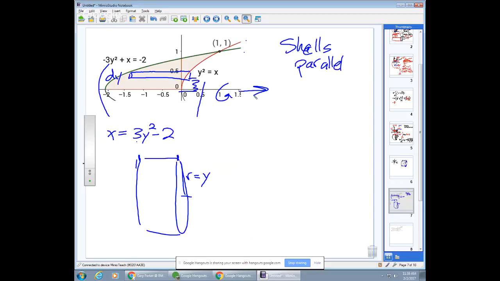Yeah, so as far as x is concerned, the red curve in my region, which goes from -2 to 1, is always above. So that means the height of my cylinder here is always going to be y squared minus the other one, 3y squared minus 2. And that cleans up a little bit. Right, y squared minus 3y squared gives me what, -2y squared plus 2.